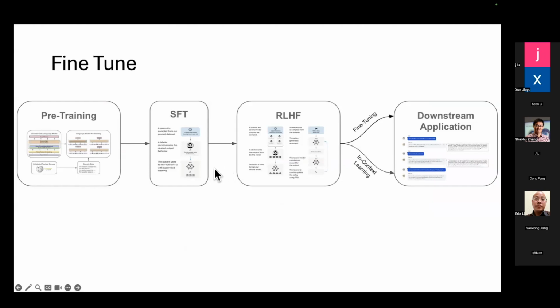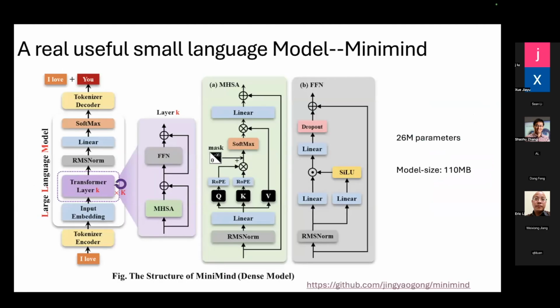Sometimes even the fine-tuning is not enough. We also need reinforcement learning with human feedback. This is actually the real industry procedure. So here, we just want to give you another very useful, small large language model called MiniMind.